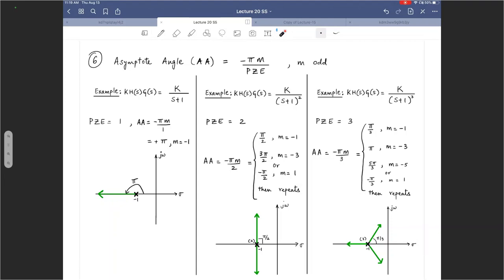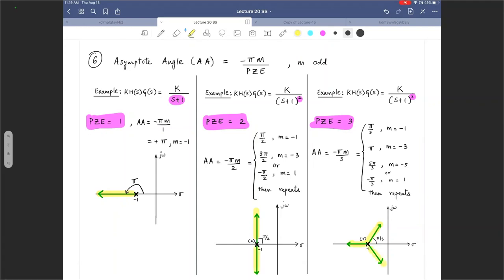So first you find out PZE, pole zero excess, right? No zeros. So 1 pole here, 2 poles here, 3 poles here. They're all at the same point, but there are 3 of them. Now using PZE, I know the number of asymptotes, right? 1 asymptote here, 2 asymptotes here, and 3 asymptotes here.